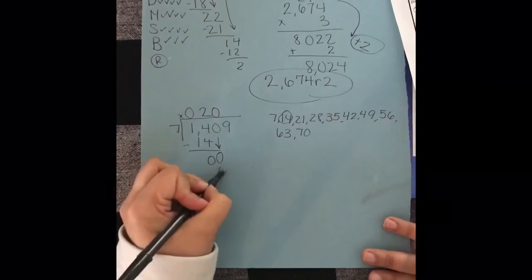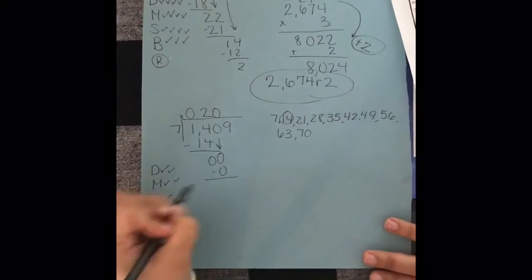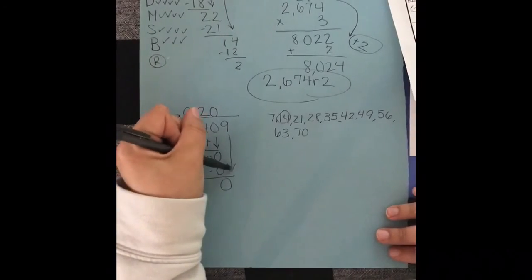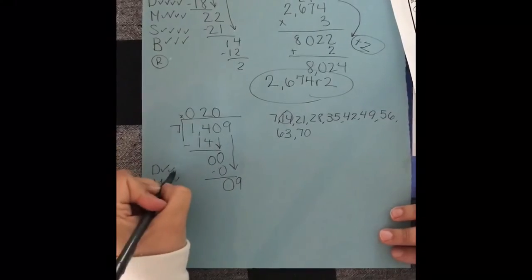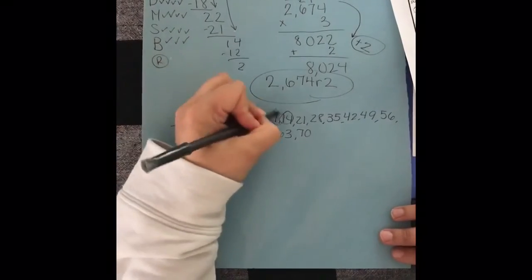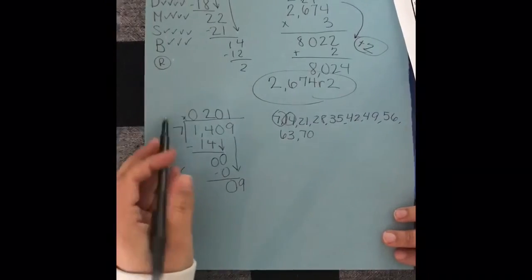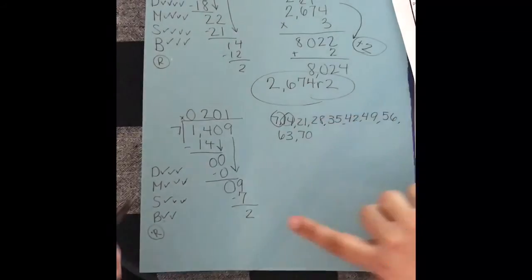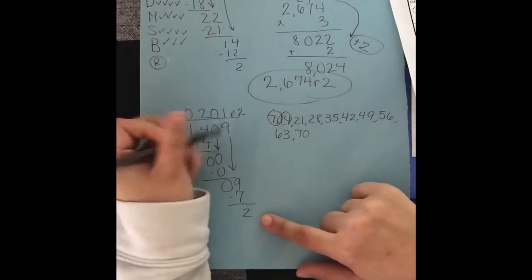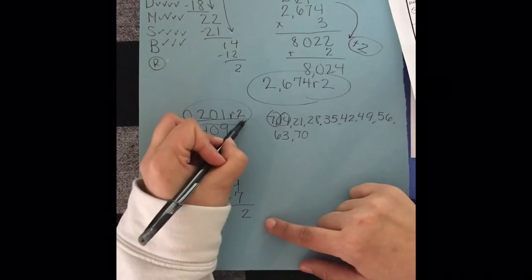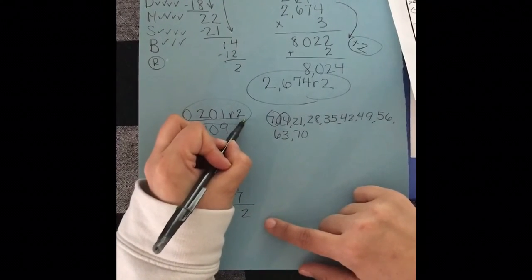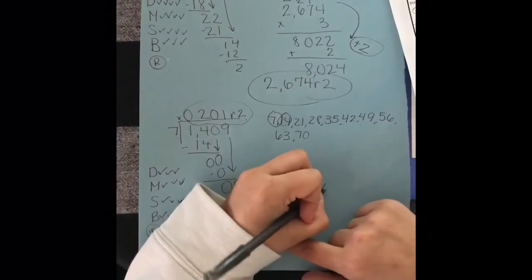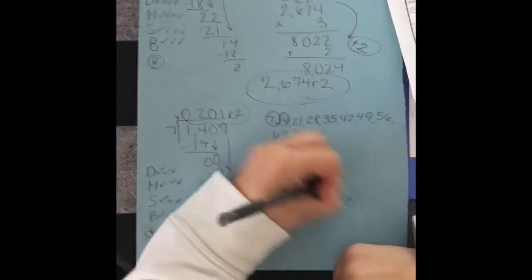0 times 7 is 0, subtract, and I'm left with 0. Well, 7 still can't go into 0, so I'm going to bring down my 9. And I know that 7 can go into 9 one time. 1 times 7 is 7, and I'm going to subtract, and I'm left with 2. I don't have anything left to bring down, so there's a remainder of 2. I can't have a remainder of 2 for people, so we're going to have 201 students. Okay?